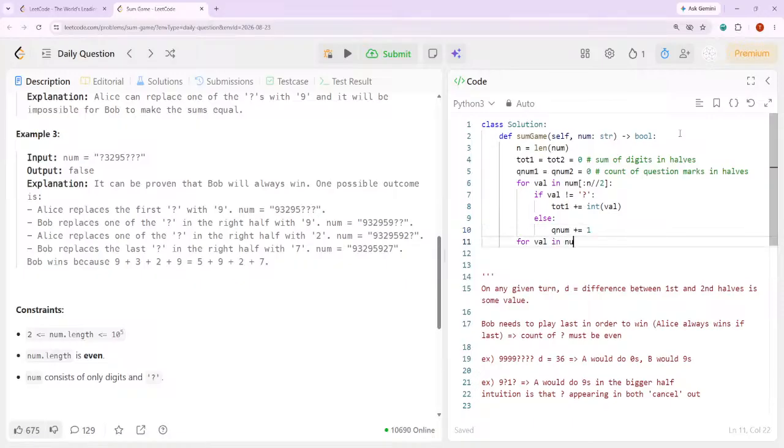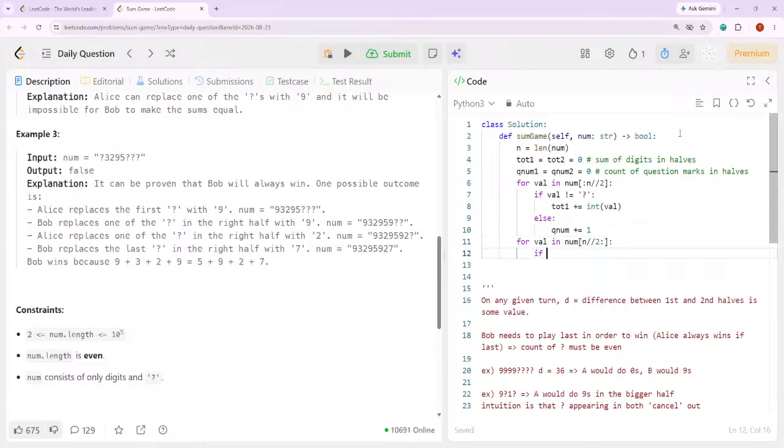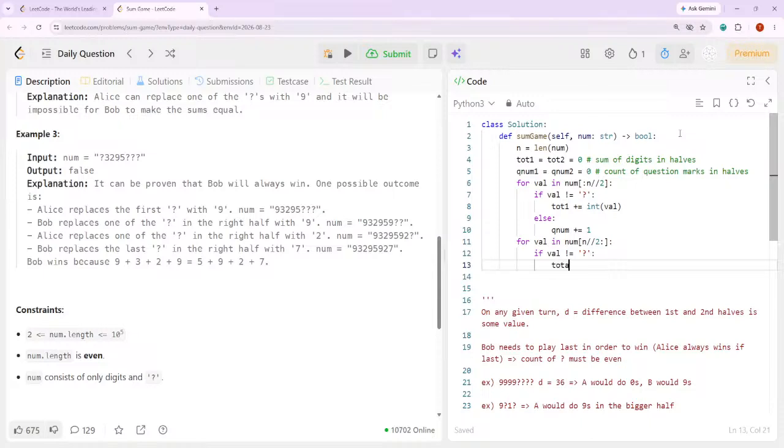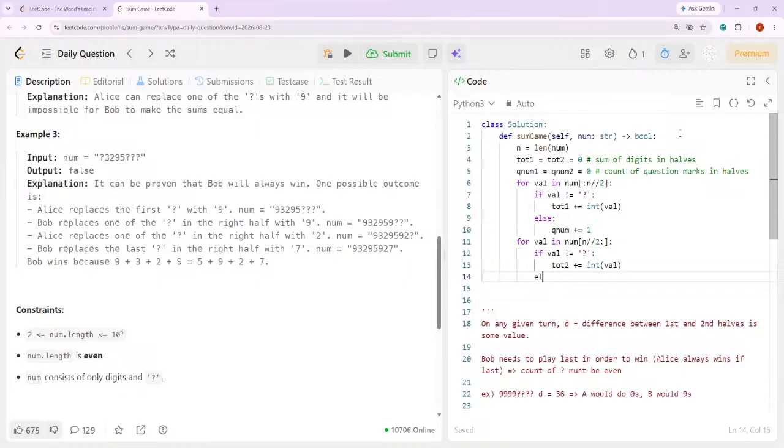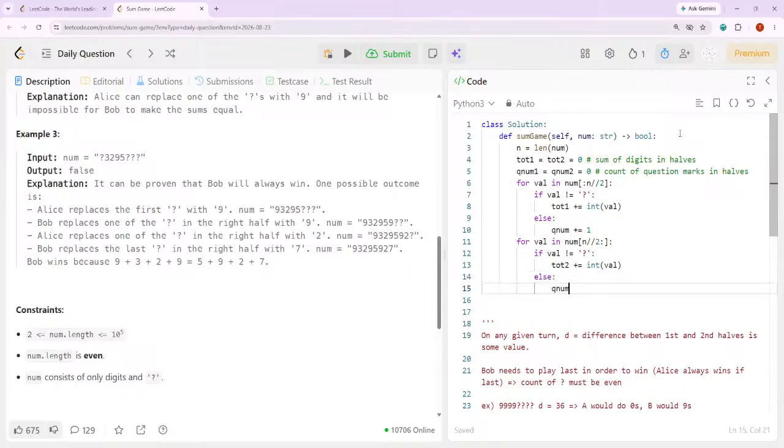For every value in nums from the second half on, add this to the total, else add to the count, and then I'm just going to go ahead and print this out to make sure it's correct.